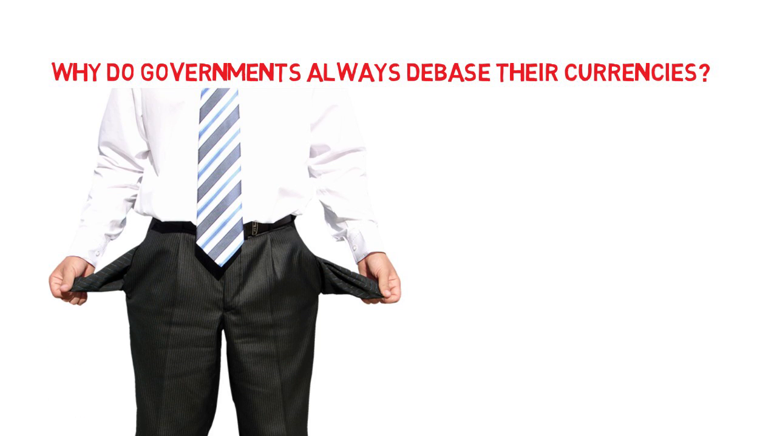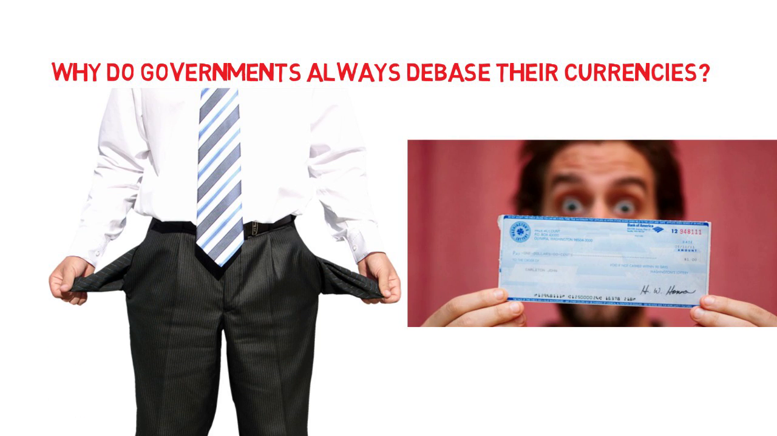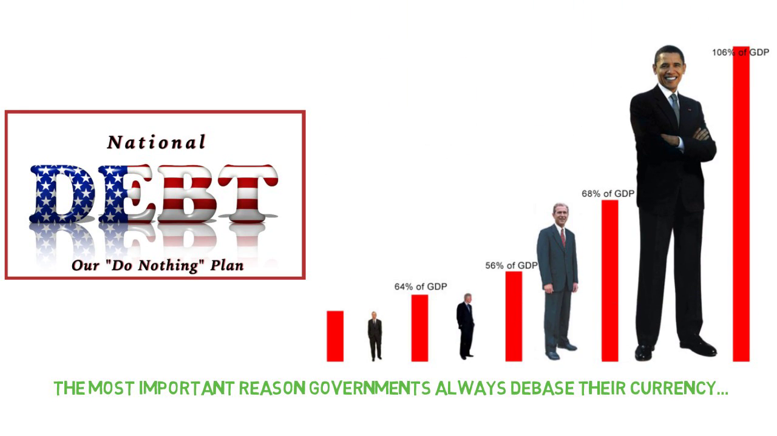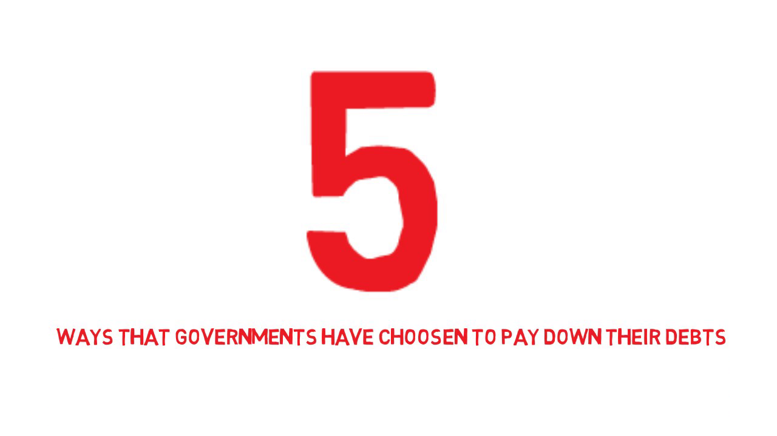Debasing your currency robs people of their savings and takes away value in their wages. However, the most important reason governments always debase their currency is it allows them to repay their debt cheaply. Governments always want to spend far more than they can raise through taxes, and sooner or later, these debts must be paid off. Throughout recorded history, there have been 5 primary ways that governments have chosen to pay down their debts, and none of them are pretty for me and you.